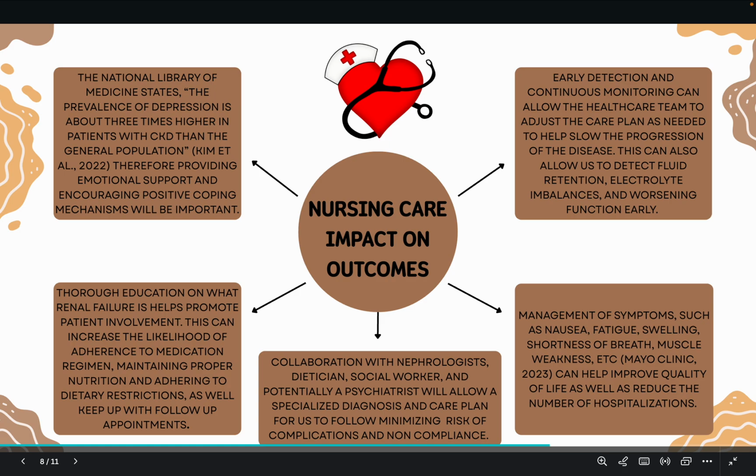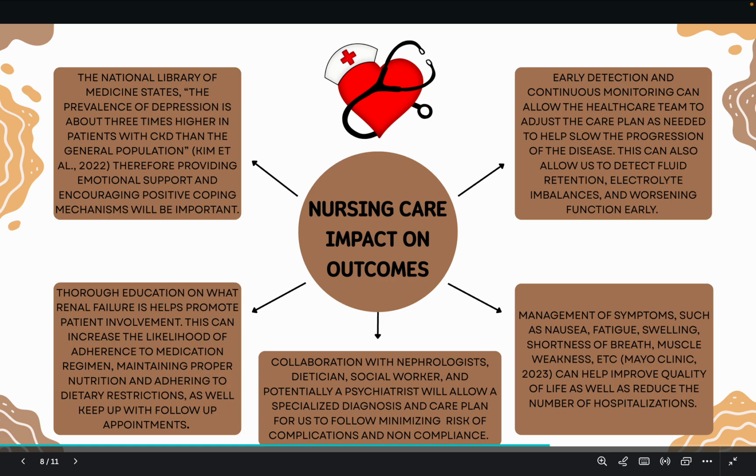This can also allow us to detect fluid retention, electrolyte imbalances, and worsening kidney function early to take the necessary steps. Thorough education on what renal failure is helps promote patient involvement. This can increase the likelihood of adherence to medication regimens, maintaining proper nutrition, and adhering to dietary restrictions, as well as keeping up with follow-up appointments.